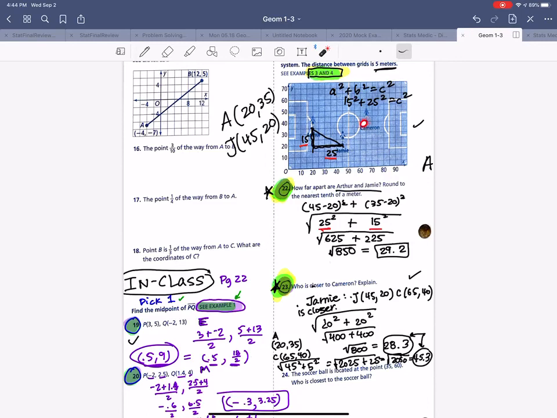So the distance from Cameron to Arthur, if you calculated it, was pretty far, right? I got 45.3. And the distance between Cameron and Jamie, I got 28.3. So it's very obvious that Jamie is closer because 28 is much closer than 45.